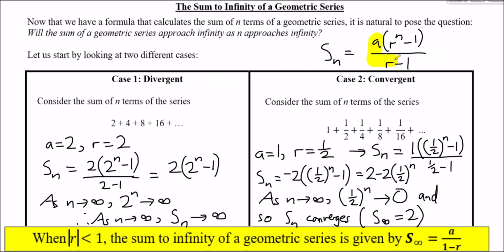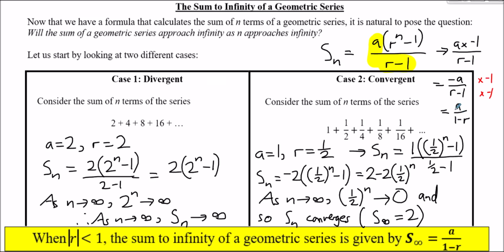So we're just left with a and the r minus 1 part. It's because as n goes towards infinity, if the size of r is less than 1, r to the n becomes negligible. So r to the n tends towards 0. So this goes towards a times just that minus 1 over r minus 1. A times minus 1 is minus a, and then r minus 1 at the bottom. If we multiply both top and bottom by negative 1, you'll see we get a over 1 minus r.